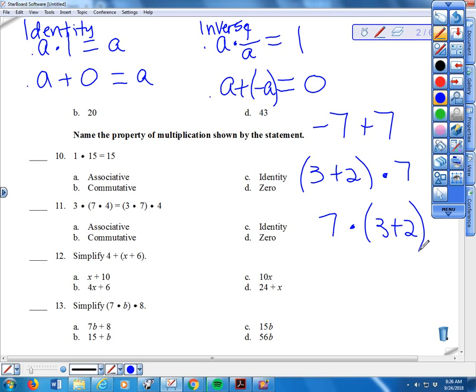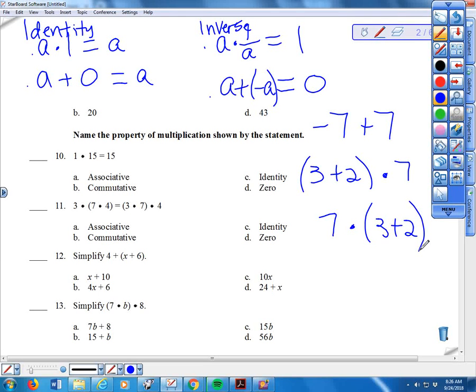Who thinks it's associative? Raise your hand. Who thinks it's commutative? Raise your hand. Who doesn't know? Raise your hand. Okay. So think about the associative property and what I told you. With the associative property, you change the association.